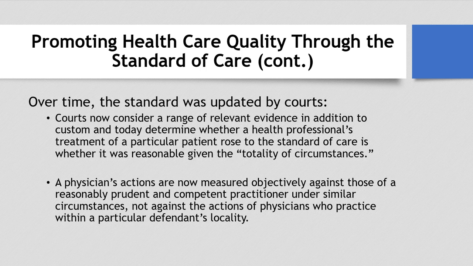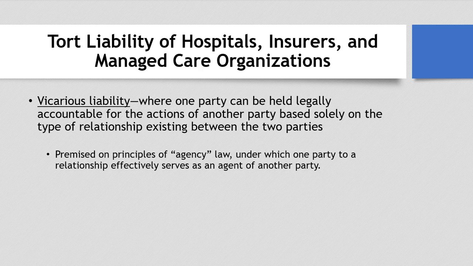And then we have a concept mentioned in the chapter known as vicarious liability. This refers to a situation where someone is held responsible for the actions or omissions of another person. So this is where one party can be held legally accountable for the actions of another party based solely on the type of relationship existing between both parties. An example of vicarious liability is that it allows a hospital to be held responsible in some situations for the negligent acts of the doctors that practice medicine under its roof, not because the hospital itself somehow acted negligently, but rather because the doctor is an agent of the hospital.